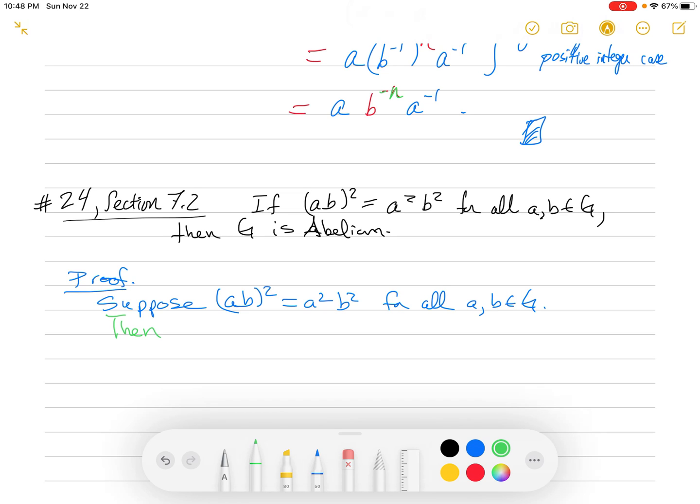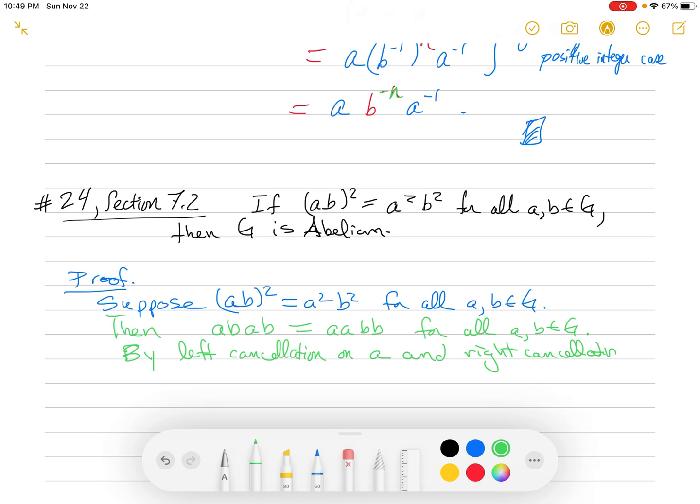Now, I'm going to copy down what that means. On the left side, what does it mean, (AB) squared? That means AB times AB. And on the right side, that means AA times BB. This is for all A and B in the group G. So what we're going to do now is left cancellation by A and right cancellation by B. So left cancellation on A, I'm taking this A and canceling those. And right cancellation on B, I'm taking this B and this B and canceling those.